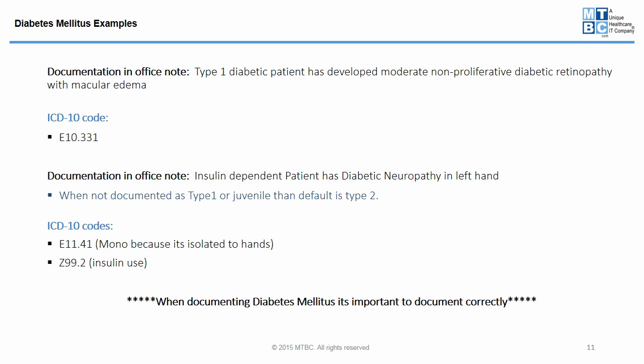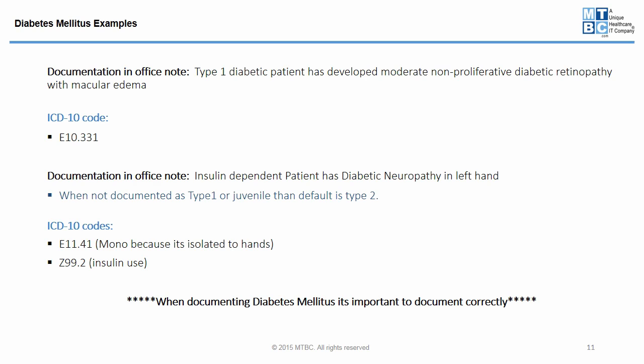We can assume, just go with type 2. We are allowed to default, not assume, but default to type 2 for any insulin-dependent patient with diabetic neuropathy if it's not documented. But if the patient had type 1, we would be coding it wrong because we don't know that it was type 1. So it is recommended to put type 1 or type 2. That also, if they're insulin dependent, is important to put.